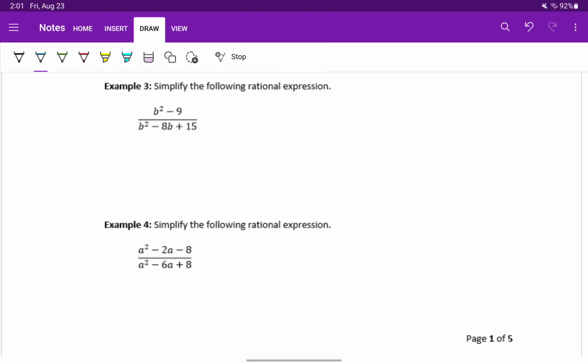Examples 3 and 4 are the same, except now we don't have factored expressions. We have a binomial and some trinomials. Before we can simplify, we first need to factor these expressions. We can factor b squared minus 9 using difference of squares. So this will be b minus 3, b plus 3.